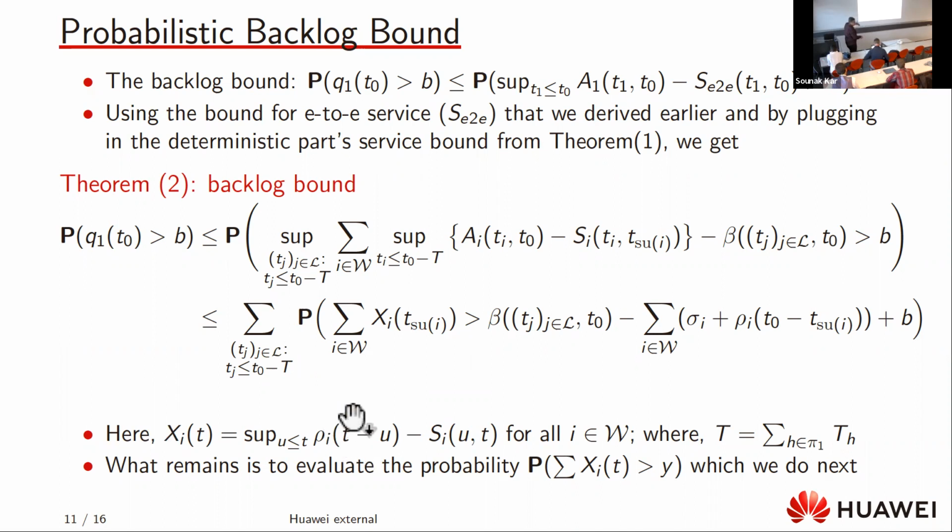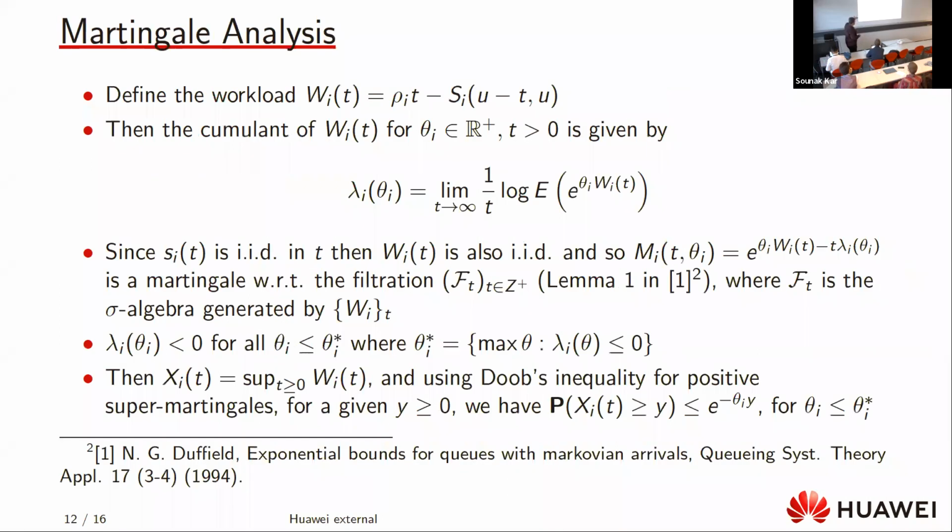Rho I, basically, as we said, the arrival is regulated. So this is rho I, t minus u, minus the service. And then all we need is to compute this probability. So if we call this y, then we need to compute the probability that the sum of xi is greater than y. And we do martingale analysis for this.